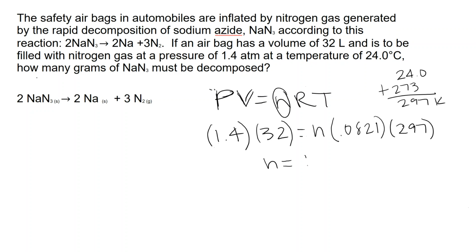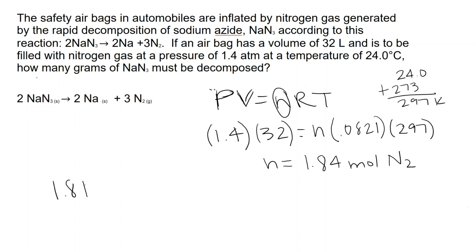When you do that, you should get an answer of 1.84 moles, and that's moles of nitrogen, because, a reminder, the ideal gas law can only be used to calculate moles of a gas, and in this particular equation, N2 is the gas. So we now have 1.84 moles of N2, and we're going to use stoichiometry to convert moles of N2 into moles of NaN3, and then we'll switch it to grams of NaN3 because that's what the question's asking for.